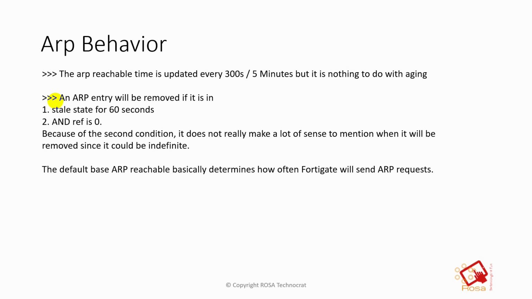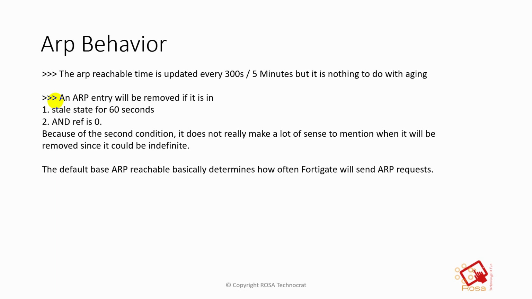So there are two conditions to delete an ARP entry on firewall. That is, an ARP entry will be removed if it is in stale state for 60 seconds and reference is zero. Because of this second condition, it does not really make a lot of sense to mention when it will be removed, since it might be used by one or other thing, maybe some forwarding table, some database, or if there is no traffic, then yes, you can say in 1 minute this will be deleted.